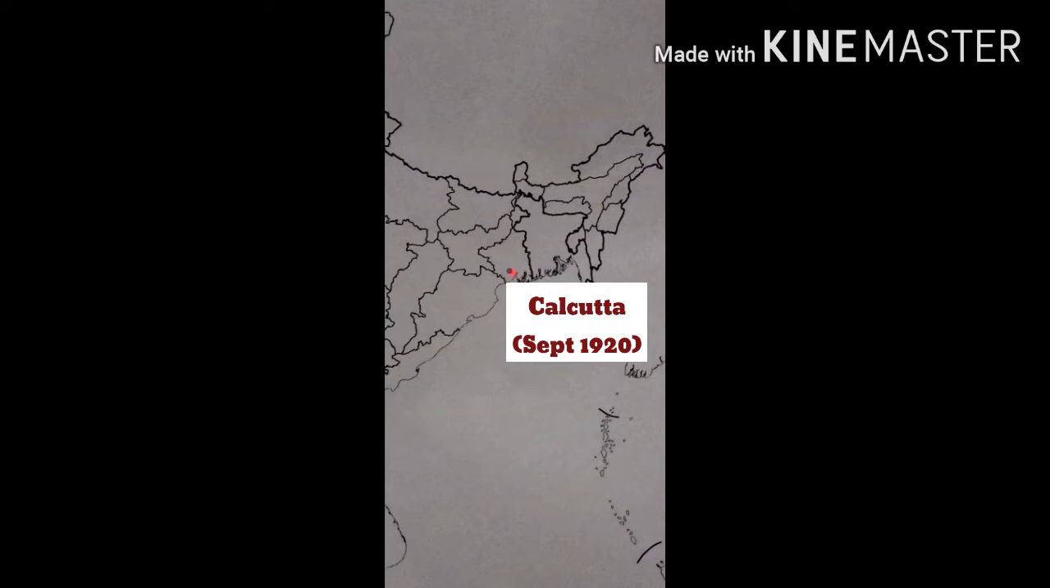First one, the place where the Indian National Congress session was held in September 1920. Answer, Calcutta. We know that Calcutta is in West Bengal. Take care in locating it. Calcutta is located on the banks of River Hooghly. Dear students, what happened during the Congress session at Calcutta in September 1920? During this session, Mahatma Gandhi convinced Hindu and Muslim leaders to join hands with the support of Khilafat as well as for Swaraj.